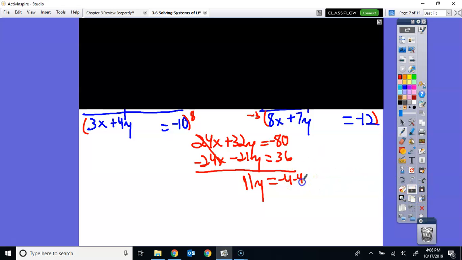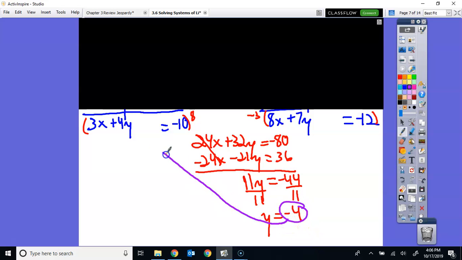What you have now is this little equation. Wow, sorry about that. You have this little equation here. You can just divide by 11, and y is equal to negative 4. And so you've got your answer for y already. You use this to plug in and find x.